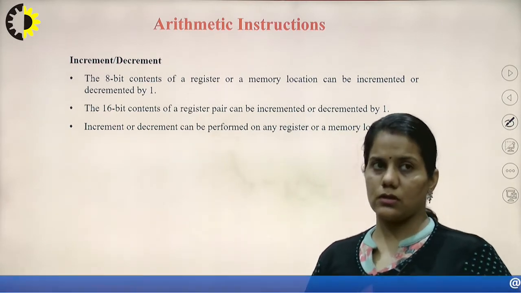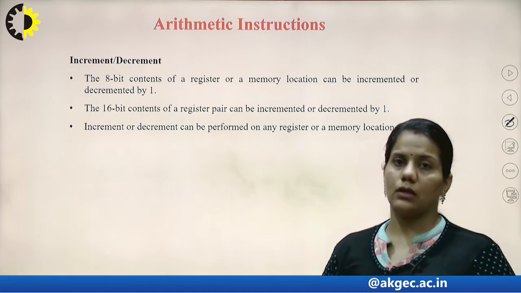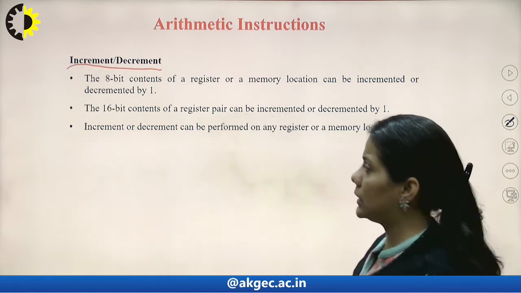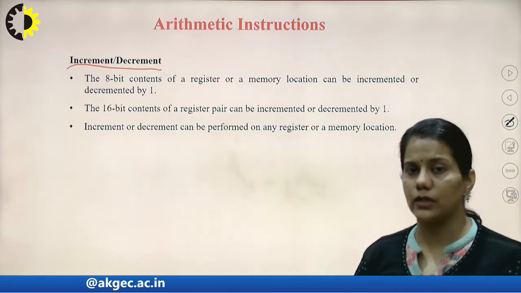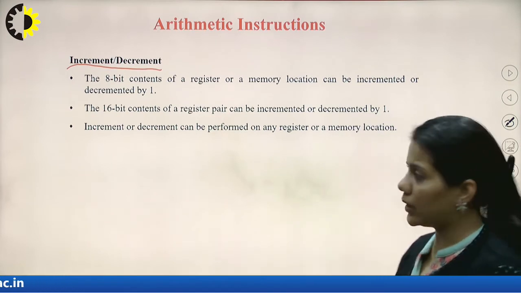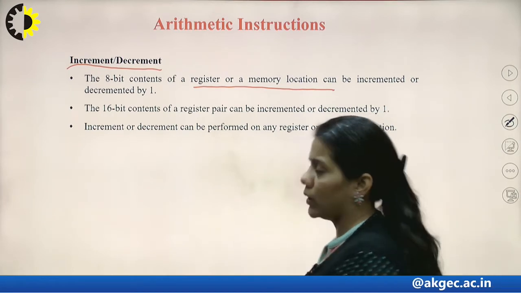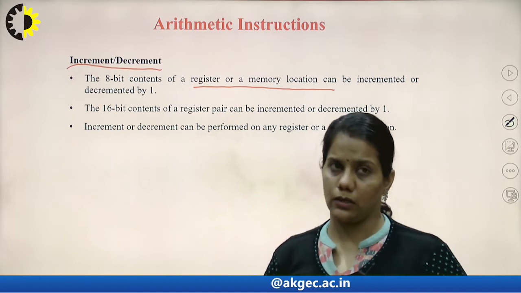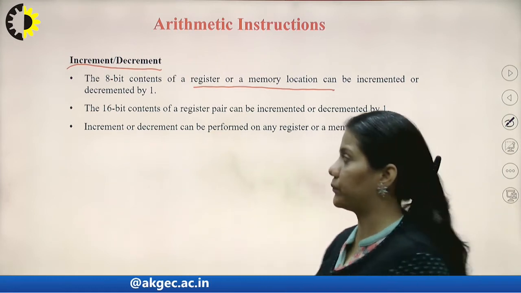Next instruction in this category is increment or decrement instruction. As the term explains, increment and decrement operations must be incrementing or decrementing the contents of a certain memory location or the register, as it may be. So the 8-bit contents of a register or memory location can be incremented or decremented by 1. The operand cannot be the immediate data. We have to keep in mind that the operand in this instruction cannot be immediate data.